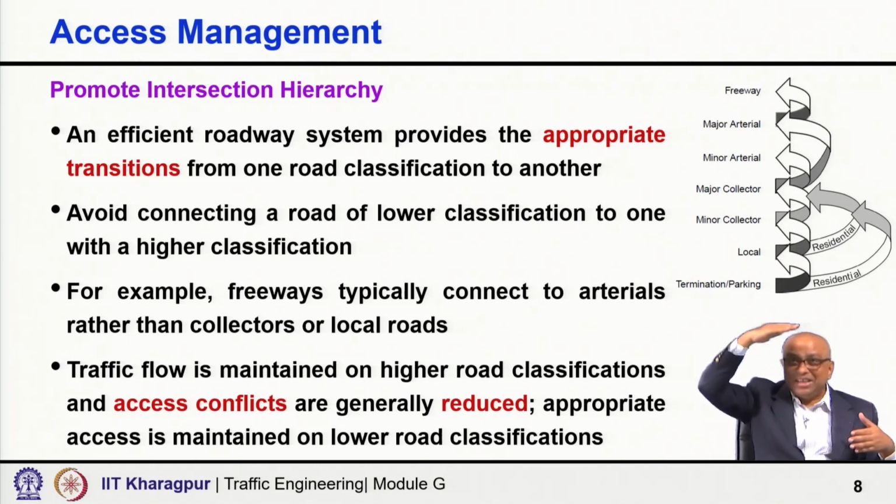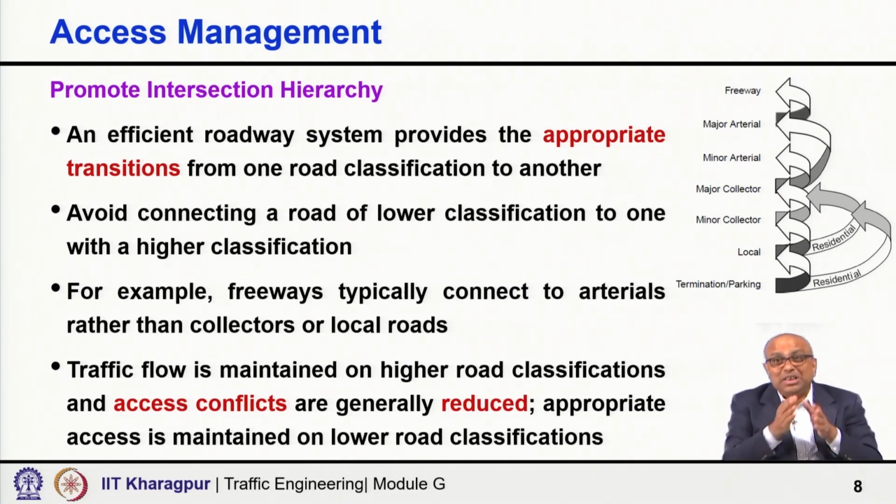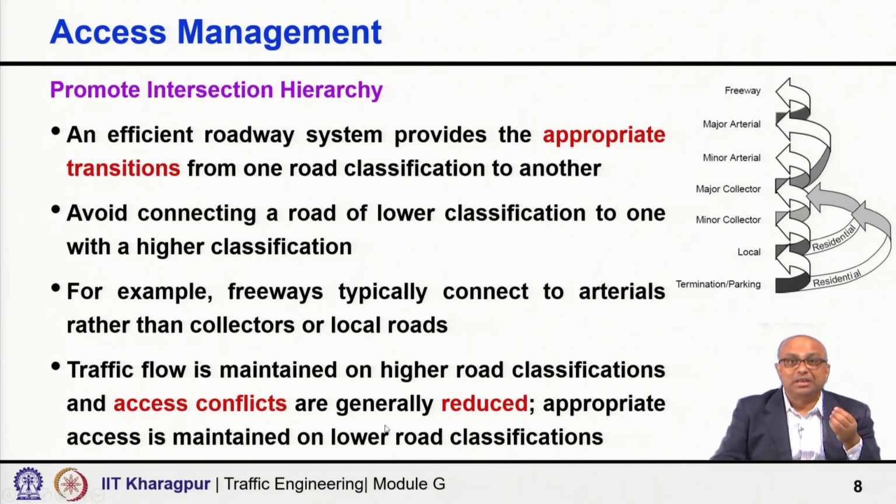You have higher order road, then I leave that, I come to an arterial, then I leave that arterial, I come to collector street, and then finally come to local street. So, the changes are happening gradually, from highest mobility to highest level of access function. Traffic flow is maintained on higher road classifications, and access conflicts are generally reduced if you promote intersection hierarchy, and appropriate access is also maintained on lower road classifications.